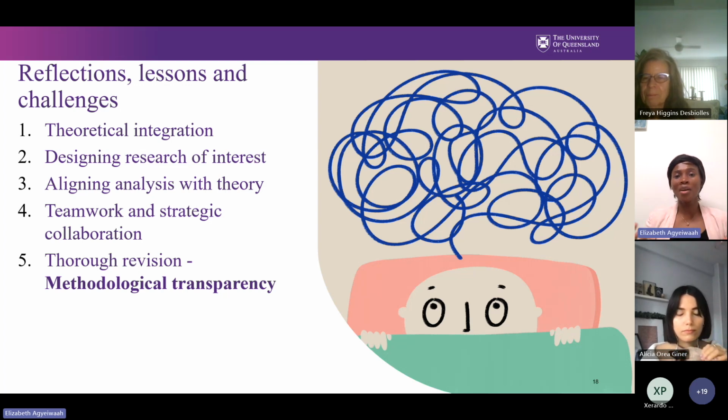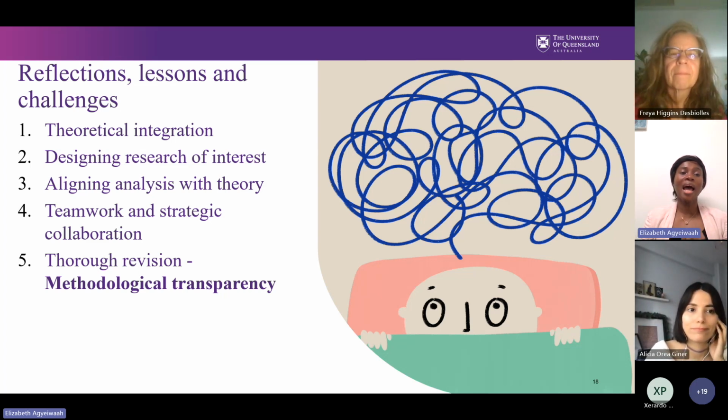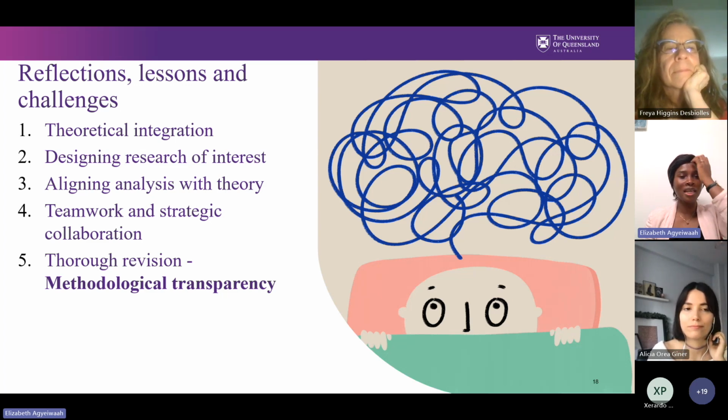Because it was something that was already of interest to us, and it was already an ongoing project, not because of the special issue, but because of the fact that it was a need and an interest, it helped us to just go through that journey, and not because a special issue was being advertised so we jumped into it. No, so designing research of interest usually helps keep that passion whilst you're going through the revision process, etc. And then, aligning the analysis with theory was also another lesson that I took from this project.